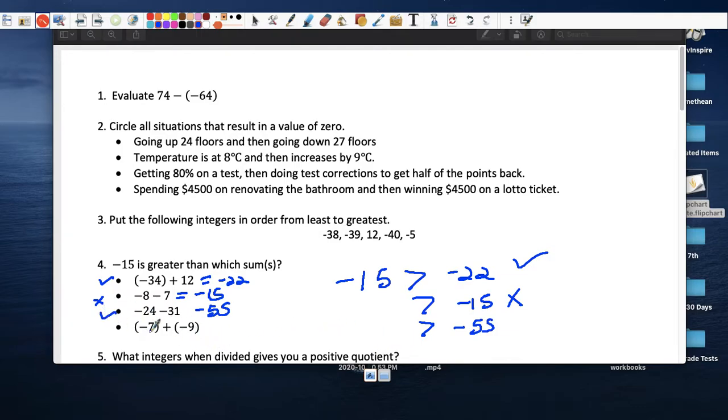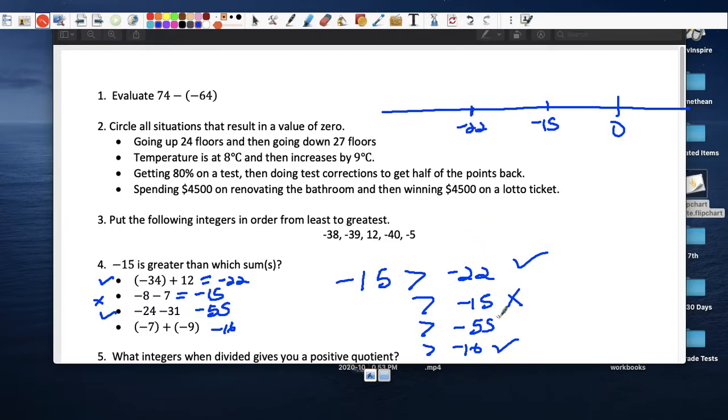And lastly, negative 7 plus negative 9 is negative 16. And can we say that negative 15 is greater than negative 16? Yes, it is. So again, on the number line, if that's 0, and let's say this is negative 15, negative 22 would be around here. Negative 55 would be around here, and I'm just going to write negative 55. And negative 16 would be around here. So you notice that all three numbers are to the left of negative 15, which means they're all smaller in value.